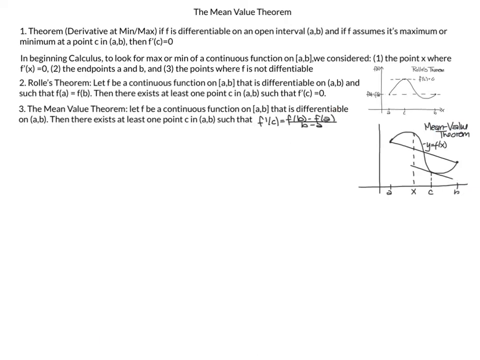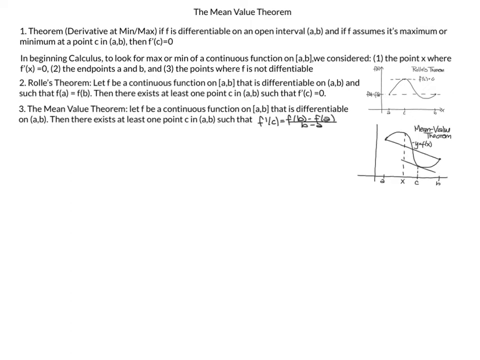Now we have the mean value theorem, so even when f of a does not equal f of b, what we can say is there's a point c such that the derivative at this point, the slope of the tangent line, is equal to the slope of the line between a and b.